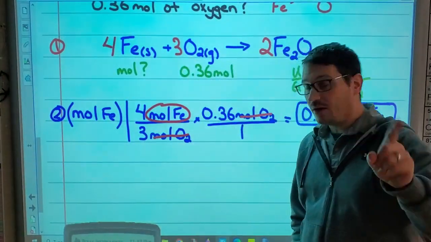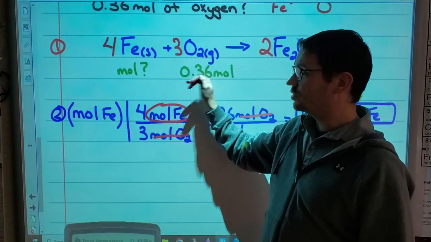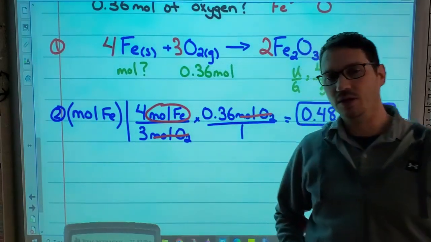But the most important part of this is the balanced chemical reaction, and then find the molar ratio between the 2 things that they're talking about in the question.